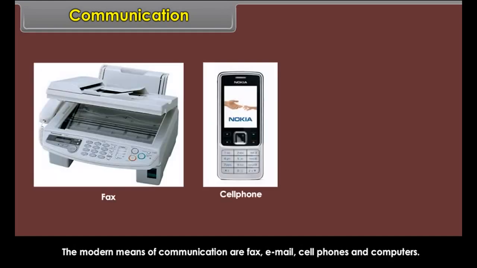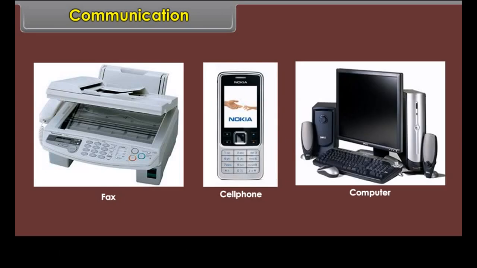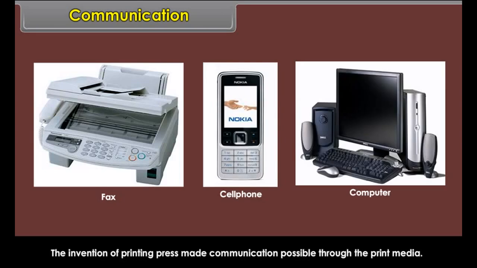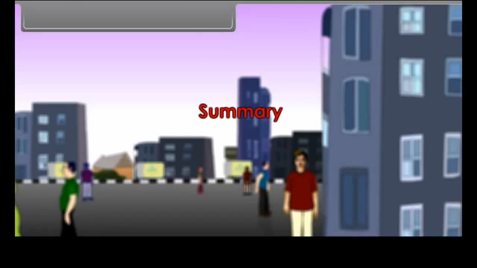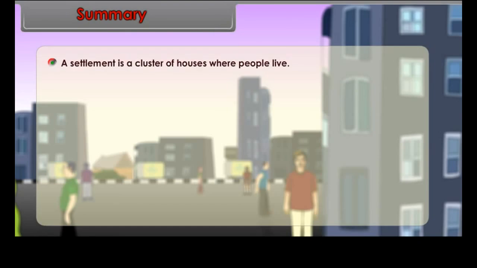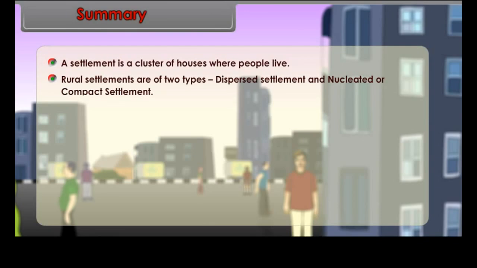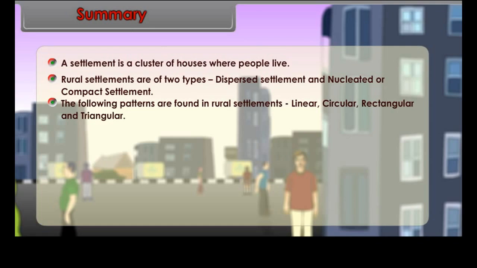Communication. Communication means sending messages and ideas from one person to another. In the olden days, the communication or messages were sent through birds and later through messengers. The modern means of communication are fax, email, cell phones and computers. The invention of printing press made communication possible through the print media. More recently, radar and satellite communication became very helpful.